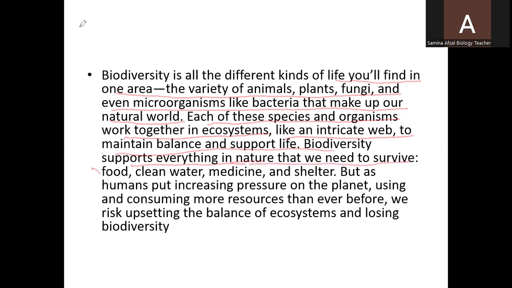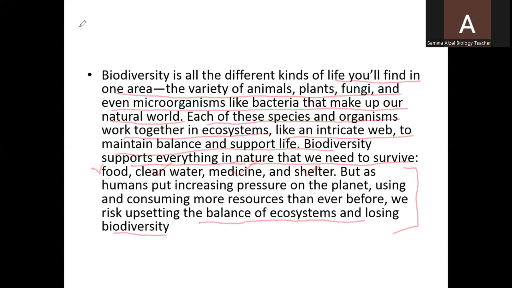Food we need, clean water we need, medicines we need, and shelter we need. But as humans put increasing pressure on the planet, using and consuming more resources than ever before, we risk upsetting the balance of ecosystems and losing biodiversity.